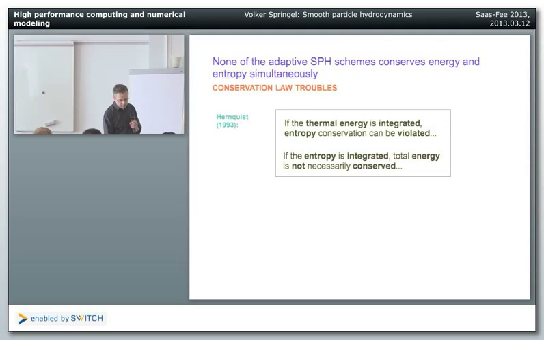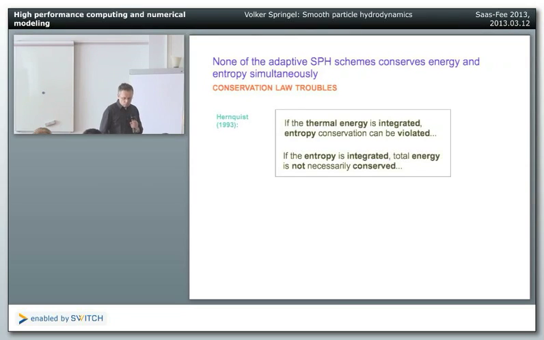Then originally, it was well known in SPH for a long time that if you have these two choices, if you integrate the thermal energy, if you pick this as your independent variable, you'll find that sometimes entropy conservation is violated.